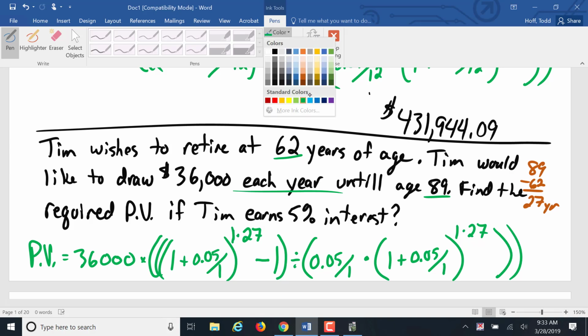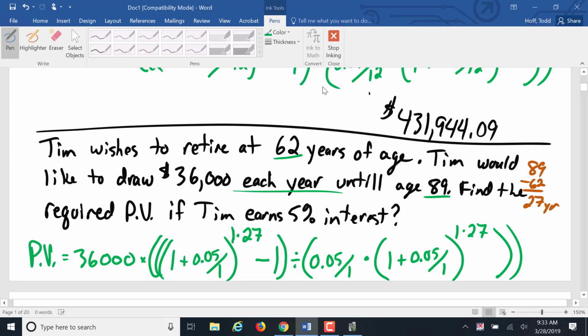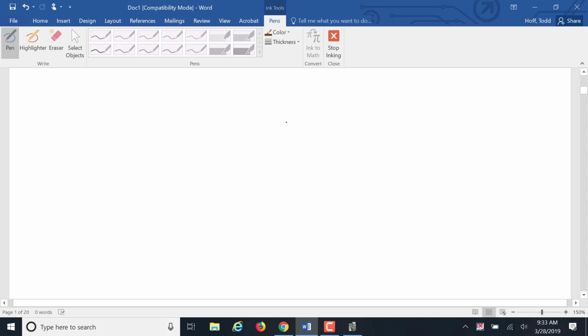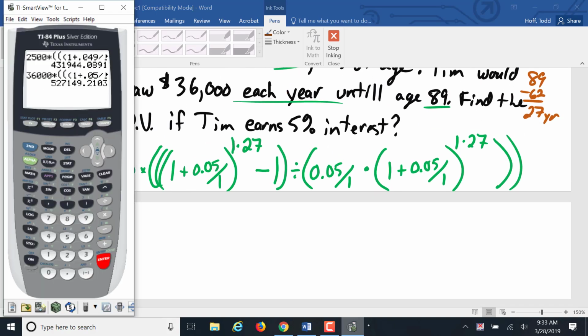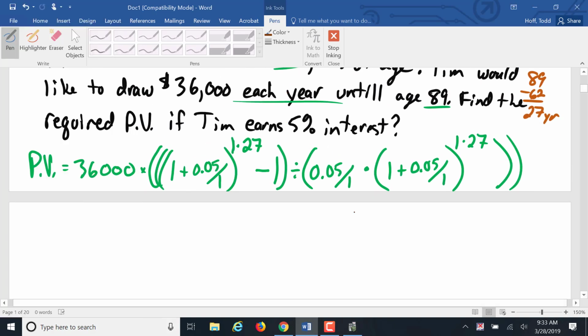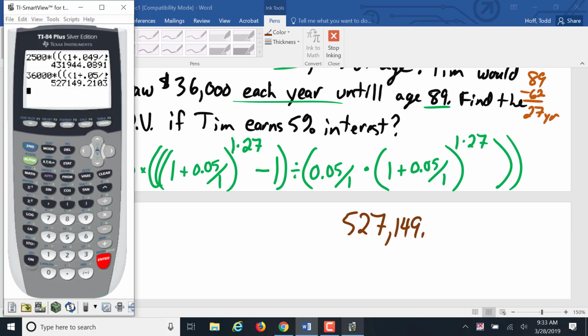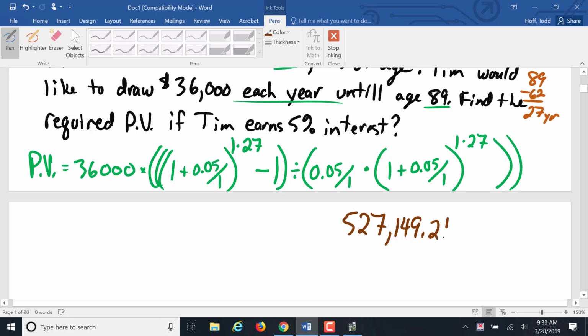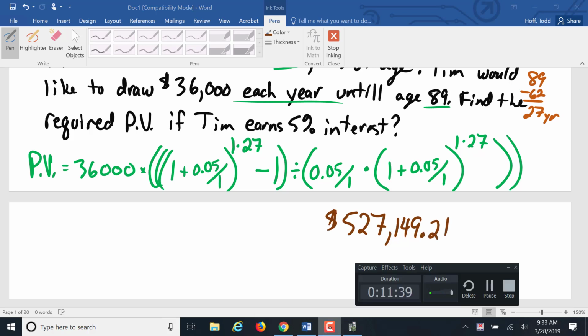527,149.21. So $527,149.21 is the required present value balance there.